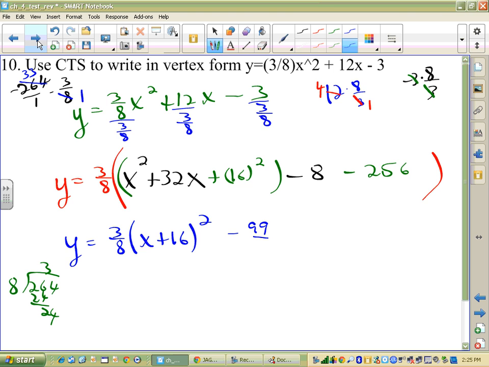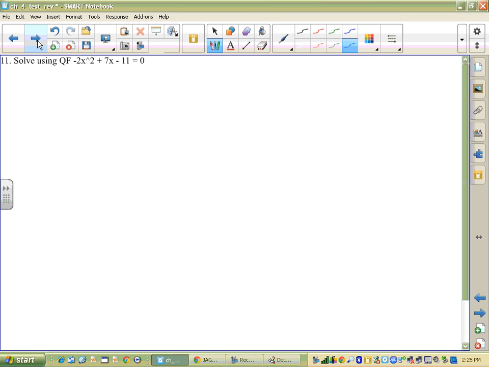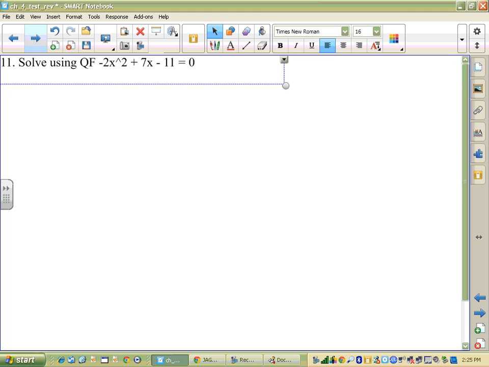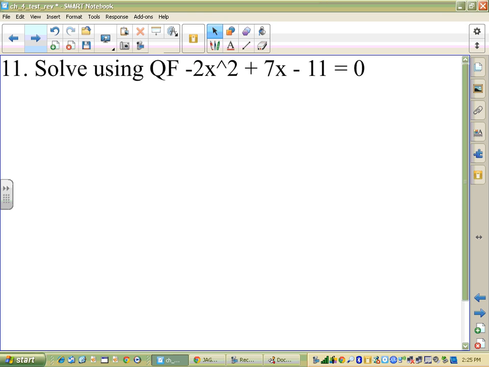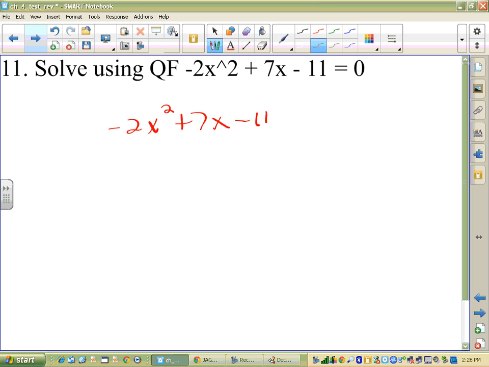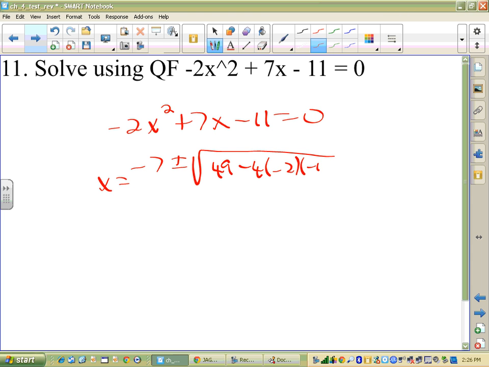Yeah. So number 11. Solve using the quadratic formula. Negative 2x squared plus 7x minus 11 is 0. x is negative 7 plus or minus the square root of 49 minus 4 times negative 2 times negative 11. All over 2 times negative 2.